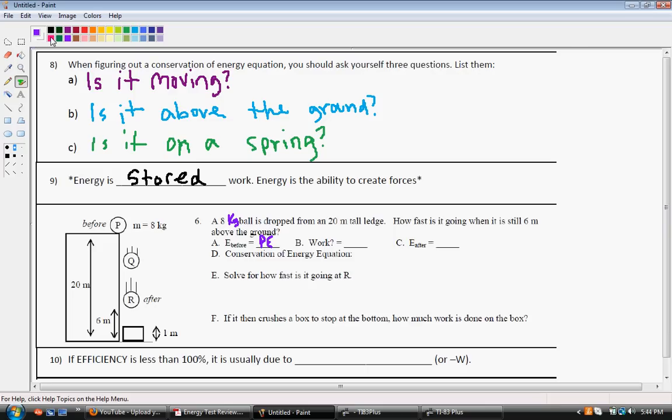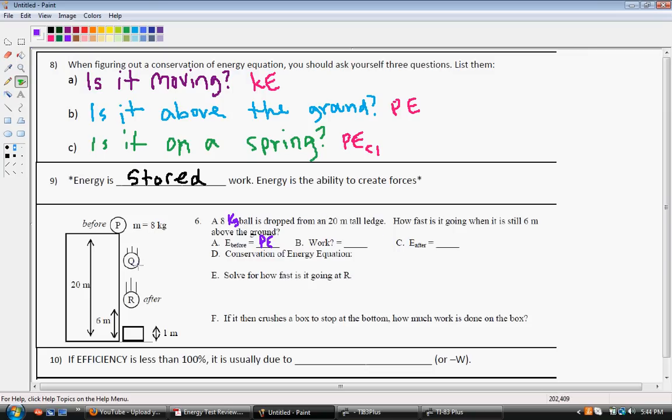Just to back up to number 8, is it moving? That's kinetic energy. Is it above the ground? That's potential energy. And is it on a spring? That is potential elastic energy.